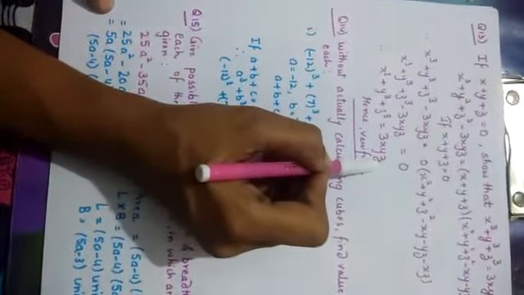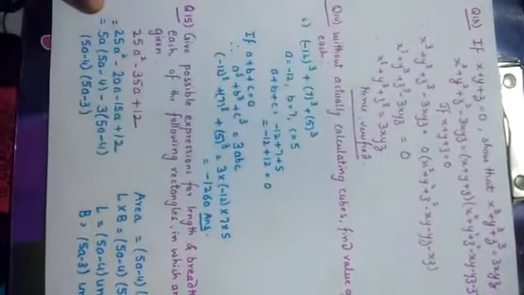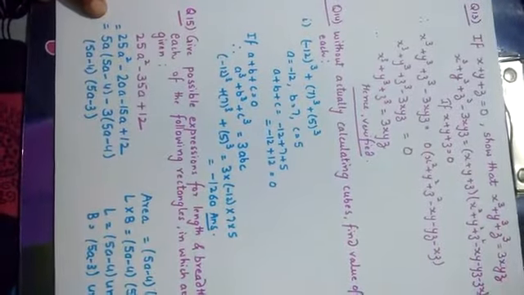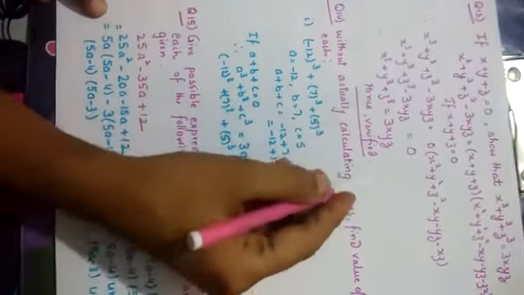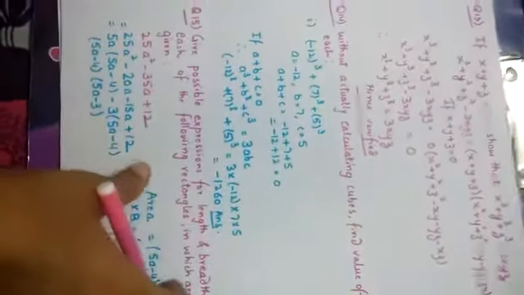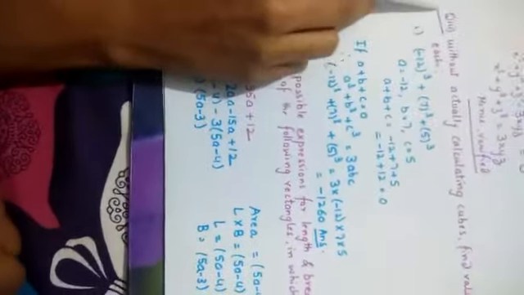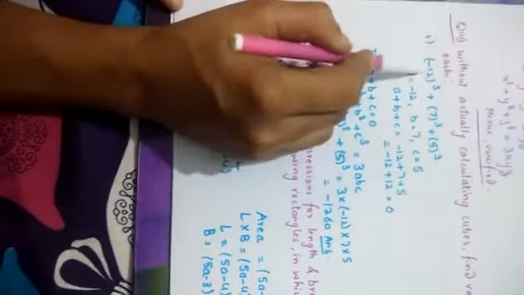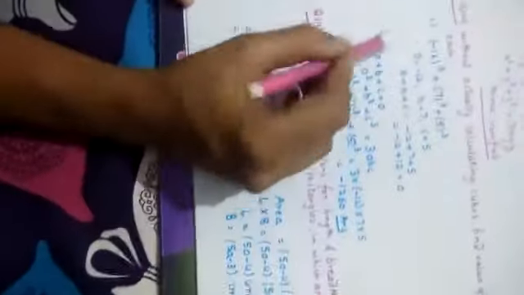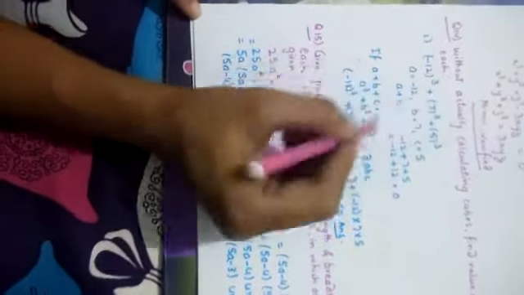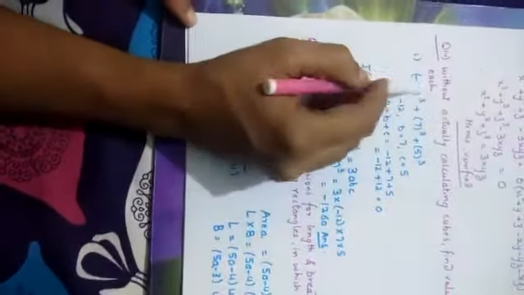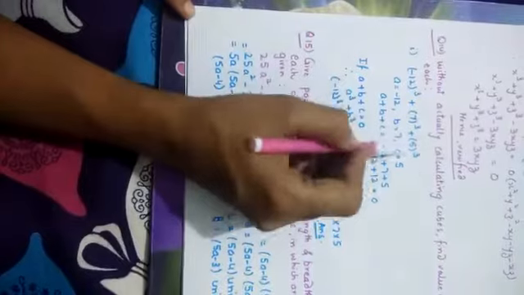Now again, in the exercise, children, in exercise 2.5 we have identities and then we have their practical application side by side. So we have question number 14 in the exercise. You have to show without actually calculating cubes, you have to find the value. So using this identity we can solve this. Minus 12 cube plus 7 cube plus 5 cube.